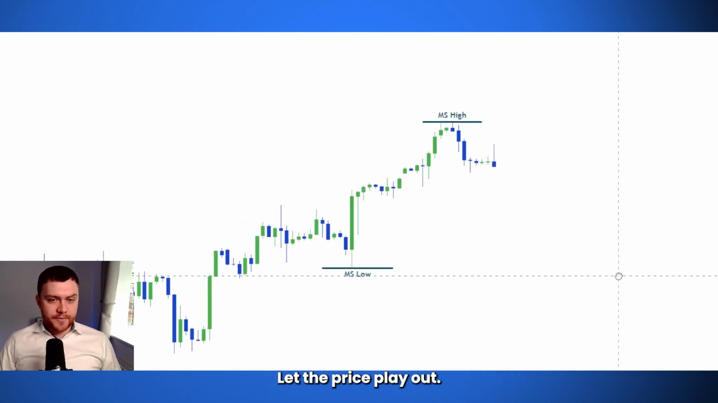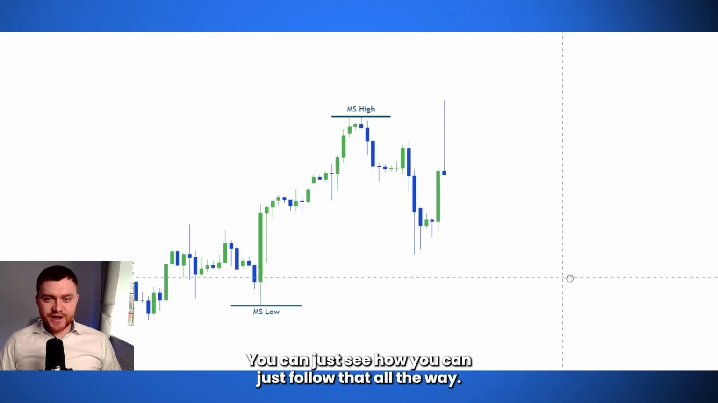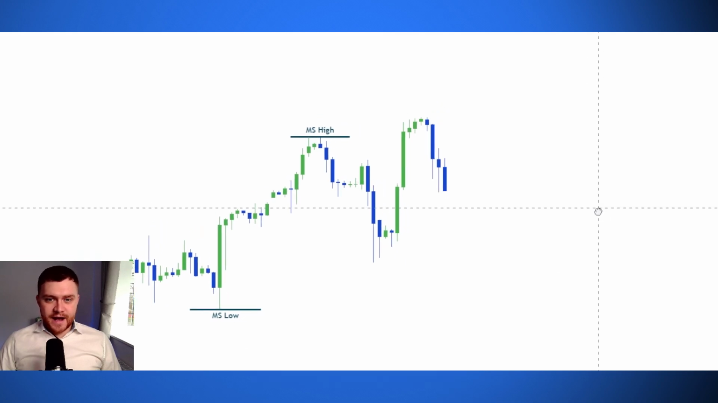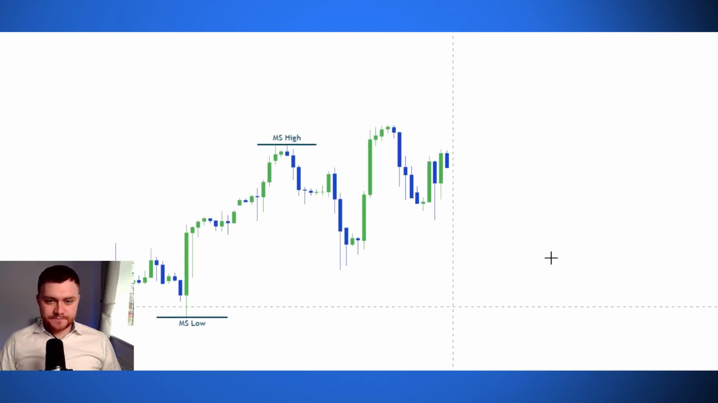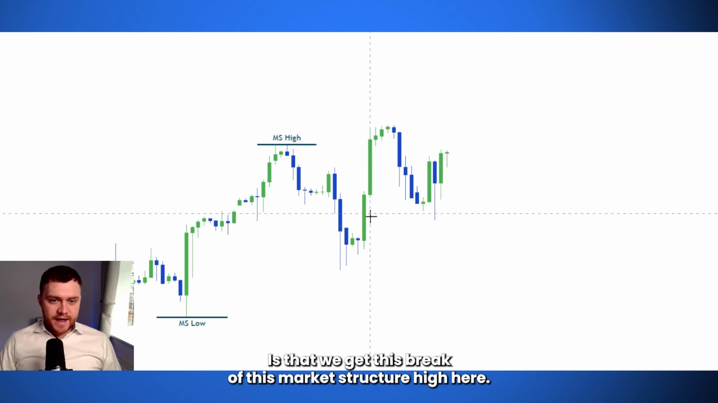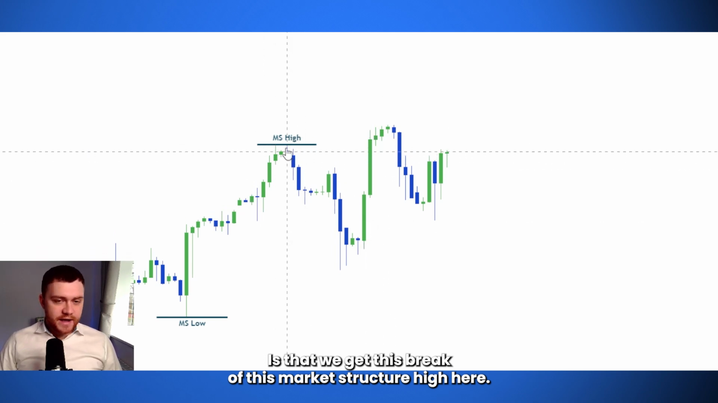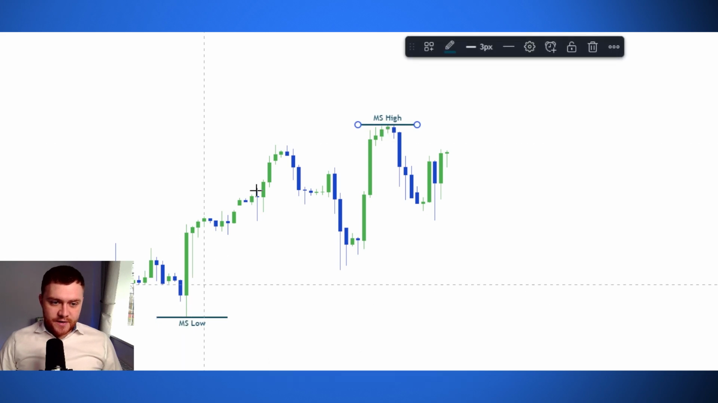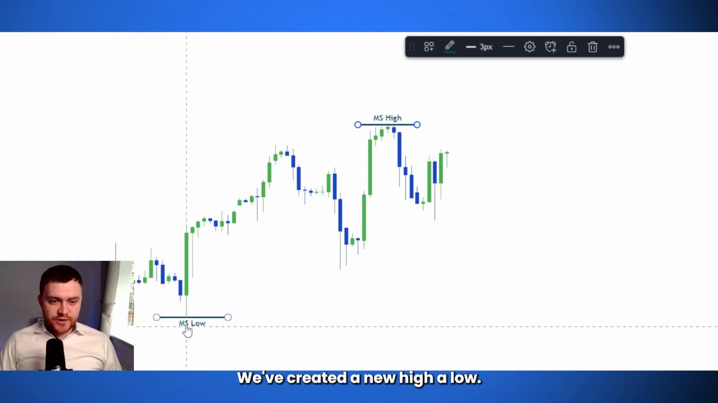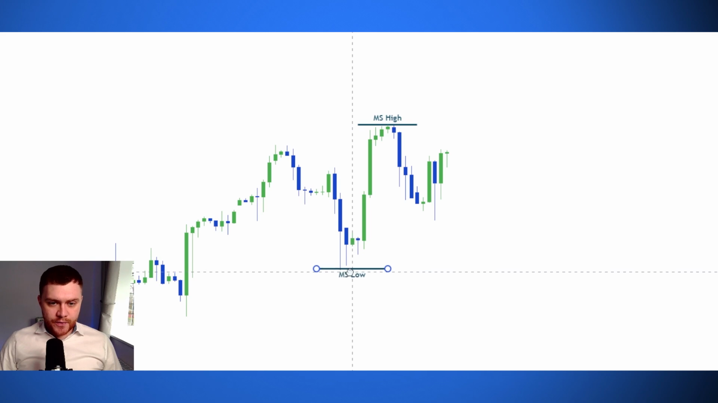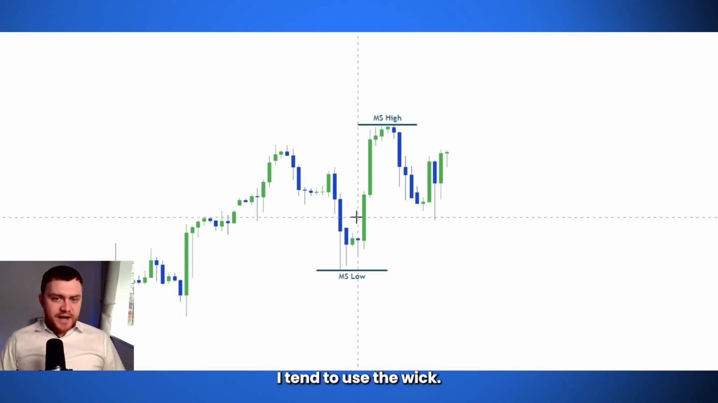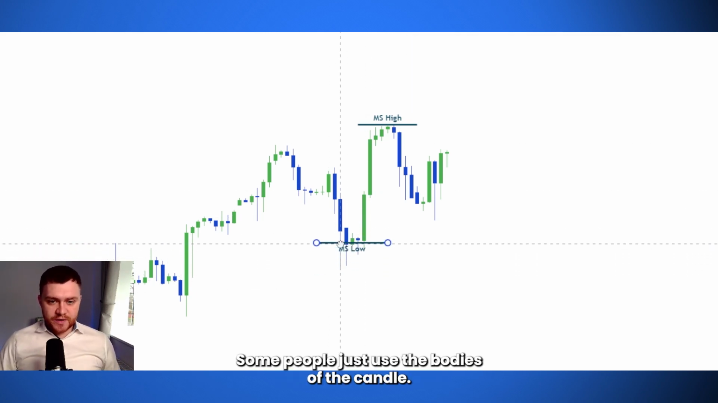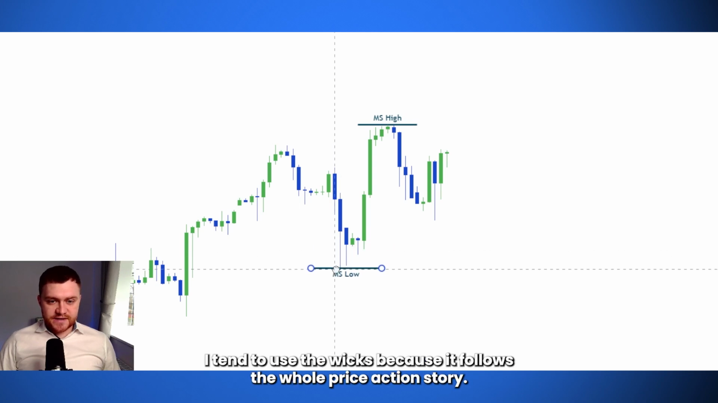Let the price play out. You can just see how you can follow that all the way. And then you can see what happens again is that we get this break of this market structure high here. So we just simply move that market structure high here. We've got a pullback. We've created a new higher low. I tend to use the wicks. Some people just use the bodies of the candle. I tend to use the wicks because it follows the whole price action story.